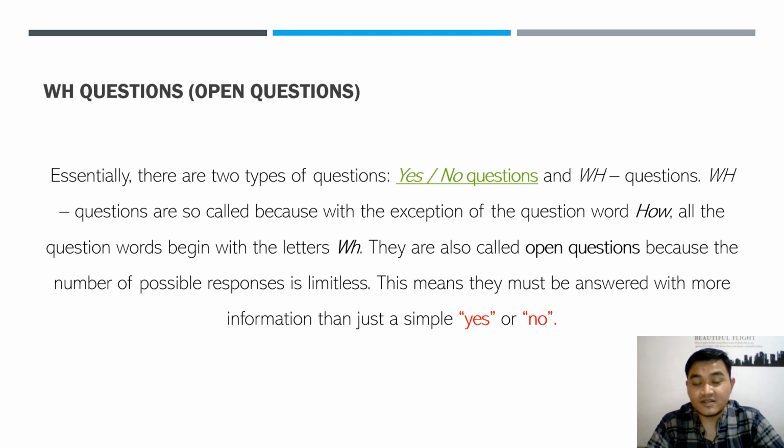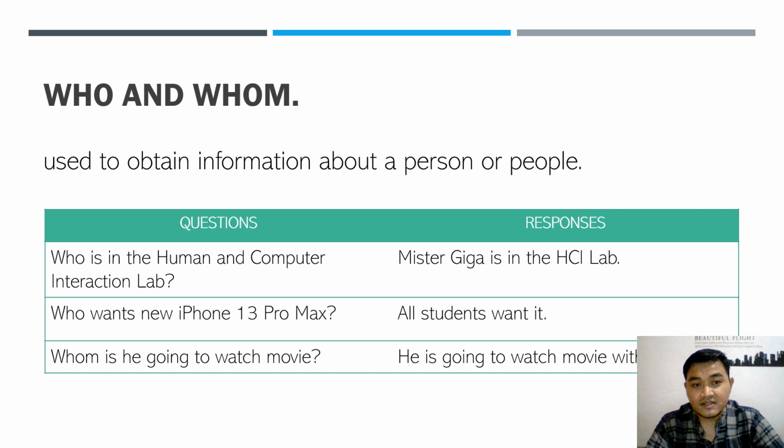Essentially, there are two types of questions. The first one is yes/no questions, and the second one is WH questions, or you can say open questions or question words. So the difference between yes/no questions and open questions is in the answers.